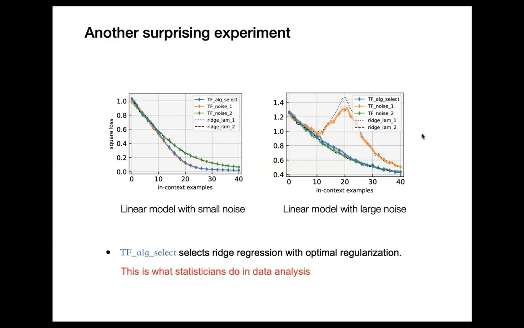So this experimental result says that this TF algorithm selection can select regression with optimal regularization. And this is also like what statisticians do in data analysis. Statisticians do not just do a regression with a fixed parameter, but look at different regression parameters and select the one that performs the best.